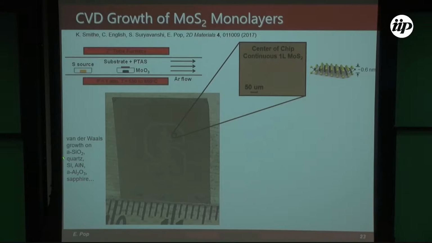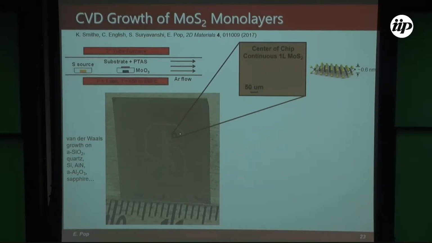The growths, by the way, these are Van der Waals growths, as I mentioned earlier. We can do them on anything that we can stick in the furnace, smooth enough, presumably. So we can do it on SiO2, quartz, silicon, aluminum nitride, amorphous aluminum oxide, and sapphire. We've done it on all those substrates. It works. And we're happy to share samples if you like some of those substrates, or if you have some other substrate in mind, we can try the growth.